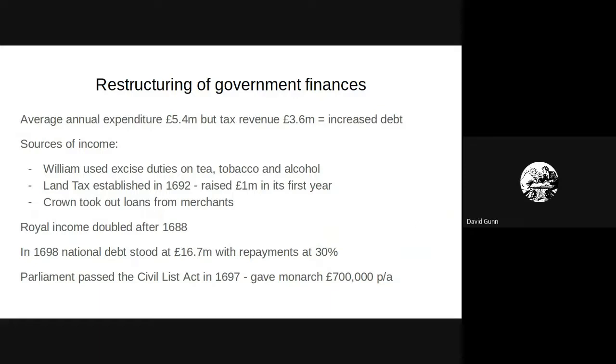One way of dealing with these problems is the Civil List Act of 1697. And this is a really significant piece of legislation because it gives the monarch £700,000 per year, which is resolving that long-term issue of the monarch's financial stability. If you think back to Charles I and Charles II, both of those monarchs had significant issues over finance and going to parliament and asking for money, and that caused political problems for them.